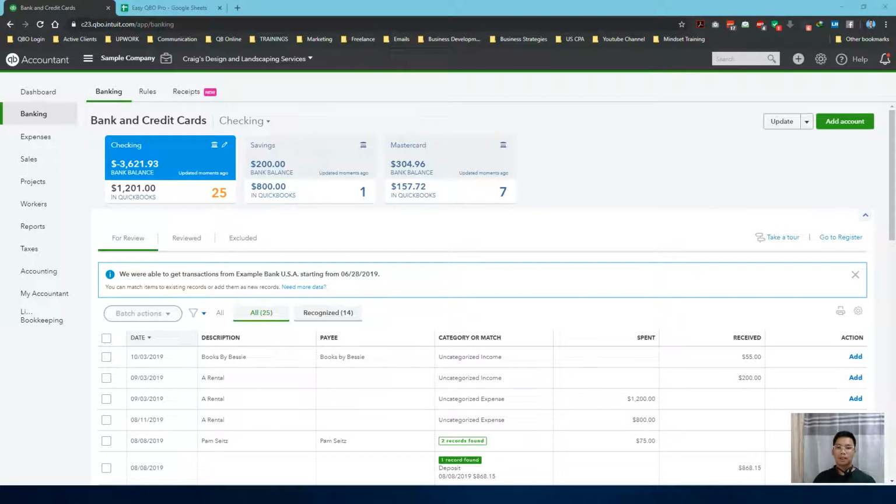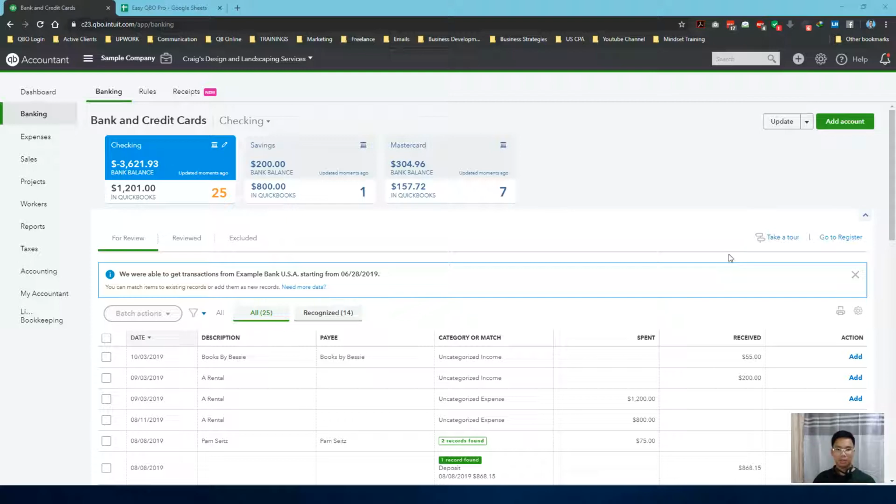And today we're gonna talk about the three kinds of bank transfers in QuickBooks Online bank feeds. The first one is the bank-to-bank transfer. The second one is the bank to credit card or credit card payment. And the last one is the bank to PayPal or PayPal payments.